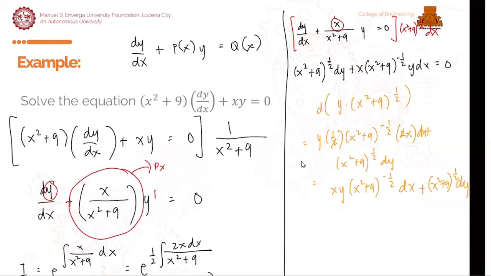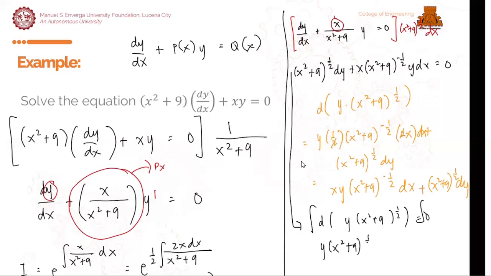So, this will be derivative ng y times x squared plus 9, 1 half equals to 0. Integrate. Answer will be y x squared plus 9 raised to 1 half is equals to c. Okay? So this will be our final answer.